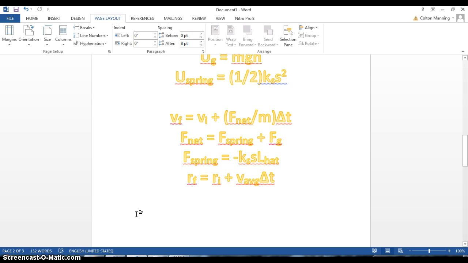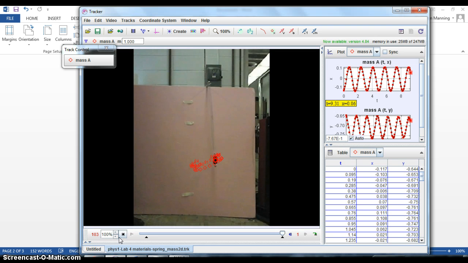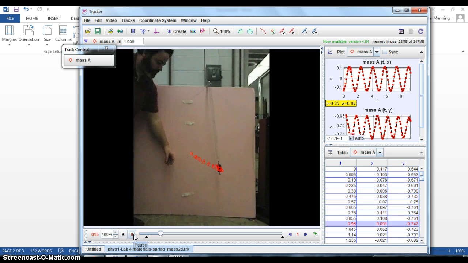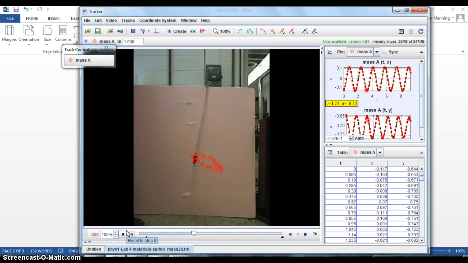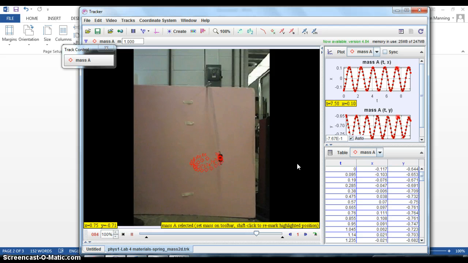Now, when we analyze Dr. Greco's video through Tracker, we see that the mass oscillates back and forth in the x and the y position because the mass was stretched initially when Dr. Greco let go of it. We see that the mass oscillates 6 times in the y direction, while it oscillates 5 times in the x direction. We will discuss why this is later when we address the what does this mean question.